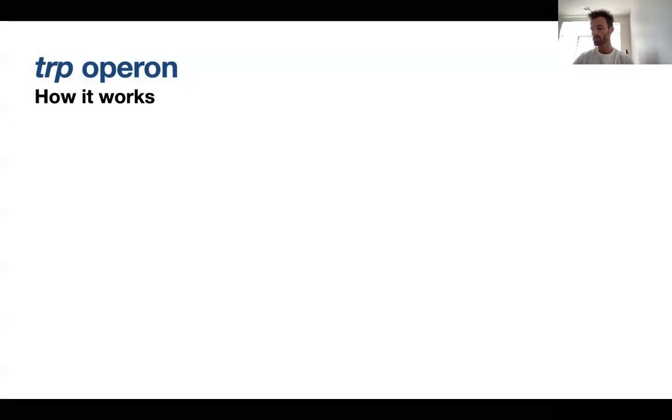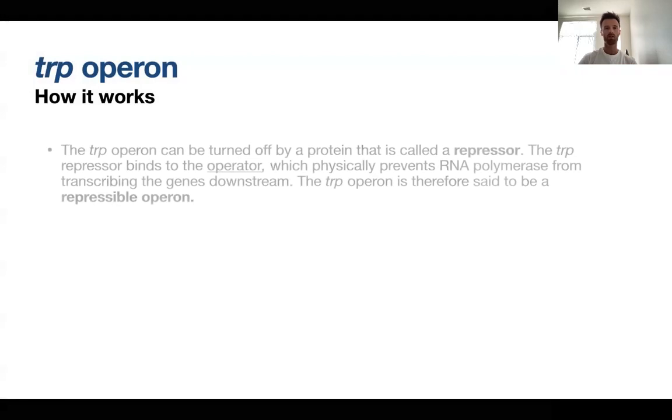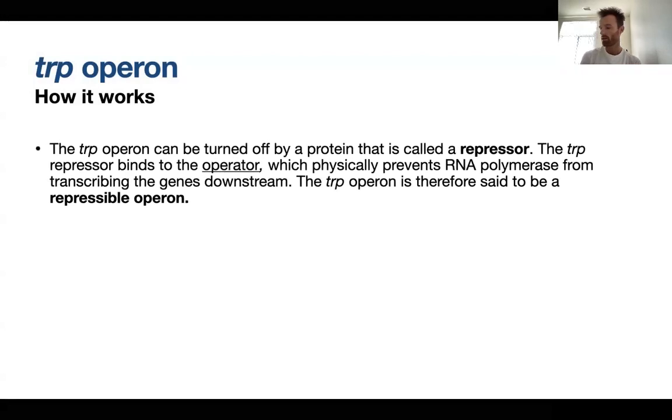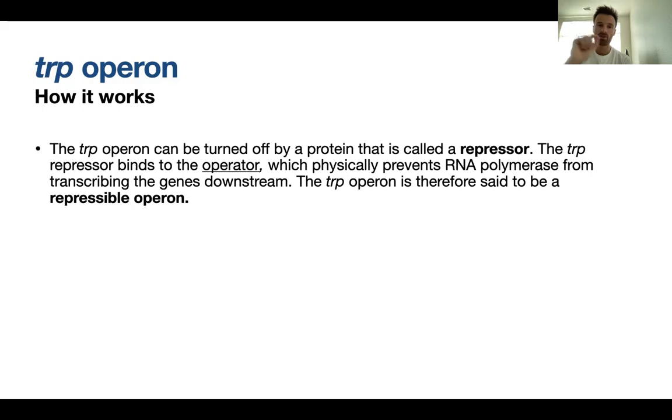Okay, so how does the regulation come into play? So the trp operon can be turned off, meaning we're not going to be producing these enzymes. This repressor protein is what's responsible for that. So when the trp repressor binds to the operator, remember the operator is the on-off switch. The repressor can bind to the operator. When it does that, it gets in the way of RNA polymerase and prevents it from transcribing the genes downstream.